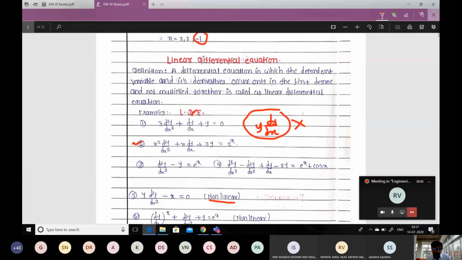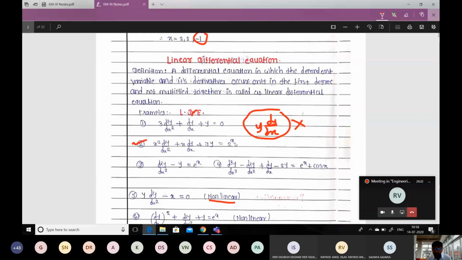Here you might be wondering, sir, there is a product x square into d2y by dx square, but student, I am talking about the product of the dependent variable and its derivative, not the product of the independent variable and the derivative term. Here x square is the independent variable, whereas y is the dependent variable. This product is acceptable in a linear differential equation. You can see x dy by dx, 3 times y, and this time the right hand side is a function of x only. Here the function is explicitly 0.